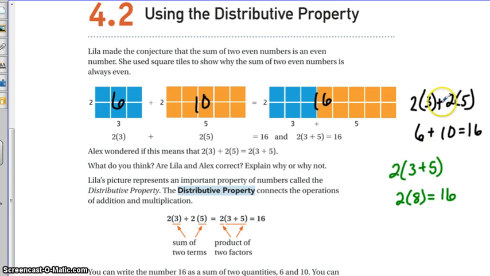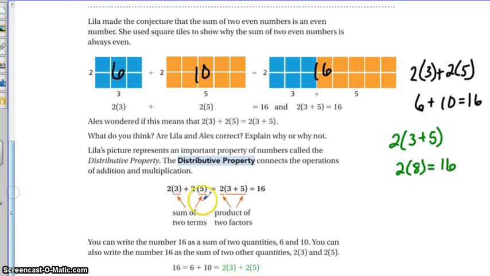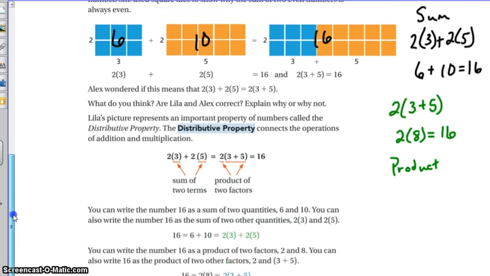So this is a product and this is a sum. And we can use both of them. Now in algebra a lot, we'll put a variable in for one of these numbers, and therefore we don't always have all of them being numbers. So there's two ways that we can write the distributive property. We can write it as the sum of two terms, which is right here. Or we can list it as the product of two factors. So the green represents the product of two factors, 2 and 8, and this is the sum of two numbers, 6 plus 10. All right, so we're going to move on.